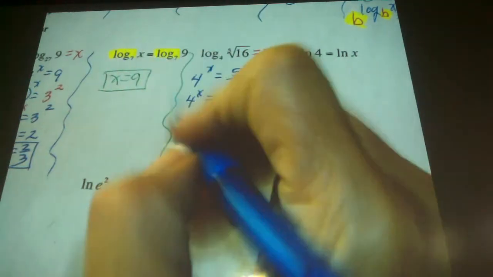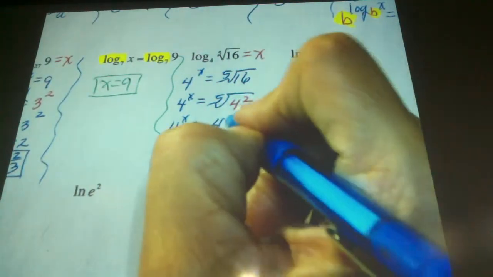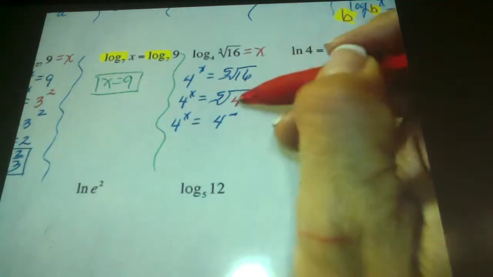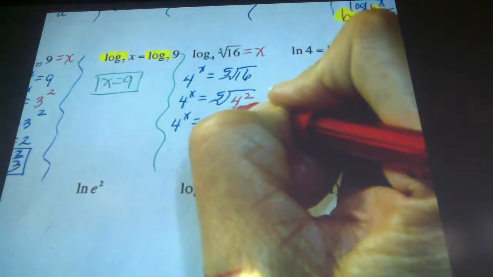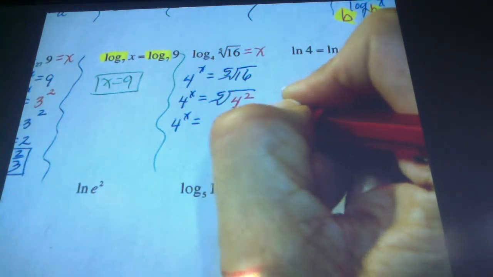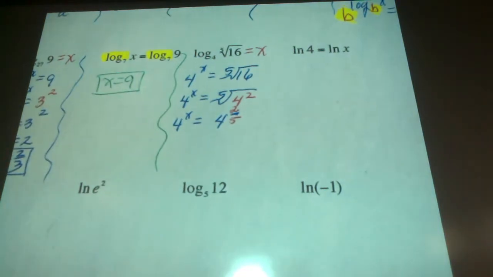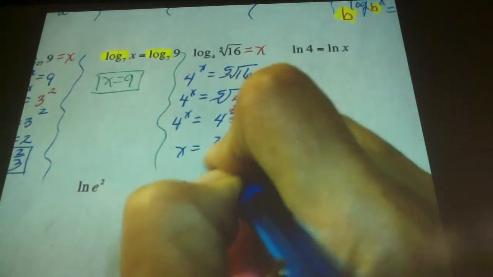So I get 4 to the x is equal to 4 to the, whatever the 4 underneath here is being raised to, in this case a 2, that always goes in the numerator. Whatever your root is here, that always goes in the denominator. So I get 4 to the 2/5. Now we can convert. x is equal to 2/5.